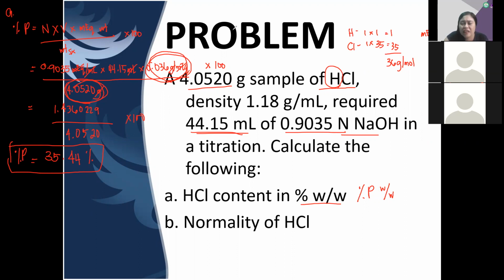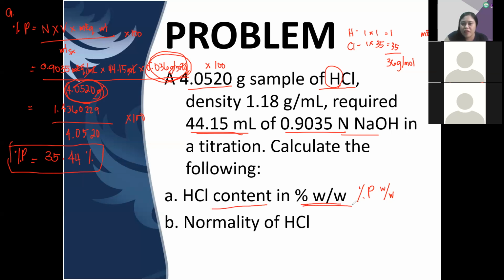You only solve for percent when you are asked for concentration. Not percent purity, because it says HCl content here. So this is not really looking for concentration. It is looking for the percent purity, the HCl content of the sample. Okay? So I hope that is clear. So next time you are confronted with this kind of problem, first understand the problem and then think about what is being asked.